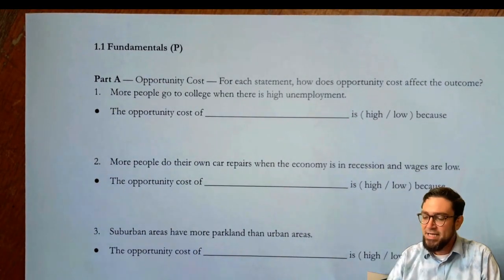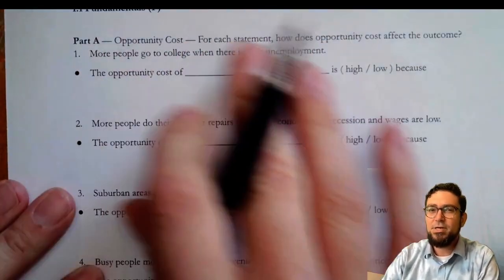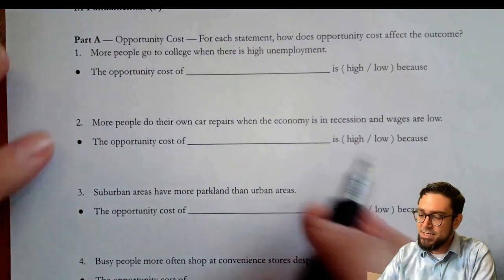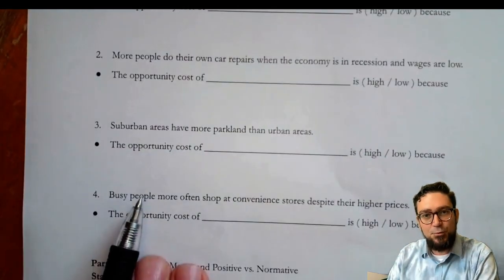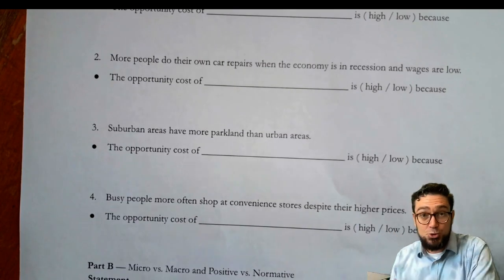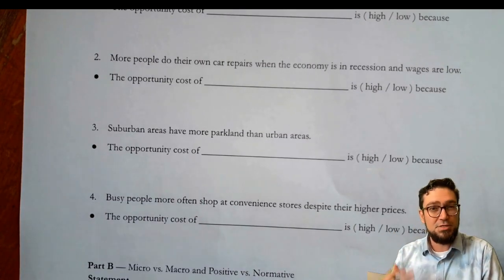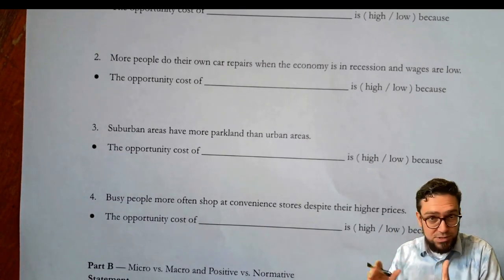Okay, so let's get started. In the first part of this practice set, we're just going to look at the concept of opportunity cost. And in here, we have four statements, 1 through 4. Each one is true, but the reason that it's true is because of opportunity cost. And so we're going to try to explain why it's true using OC.